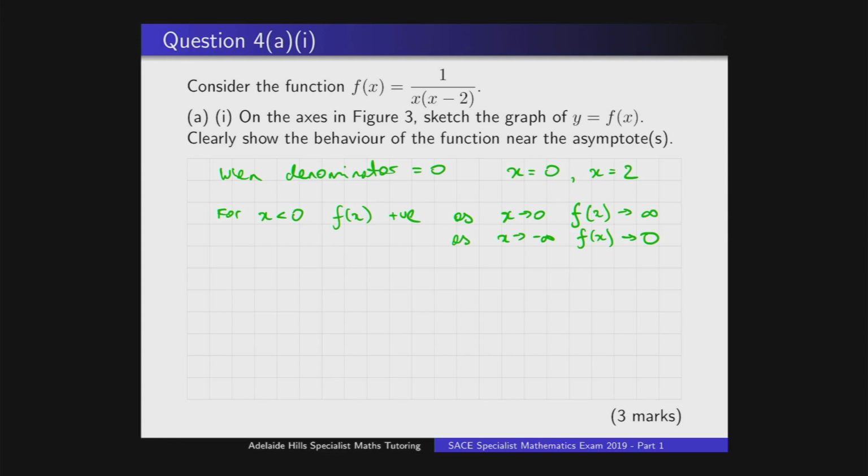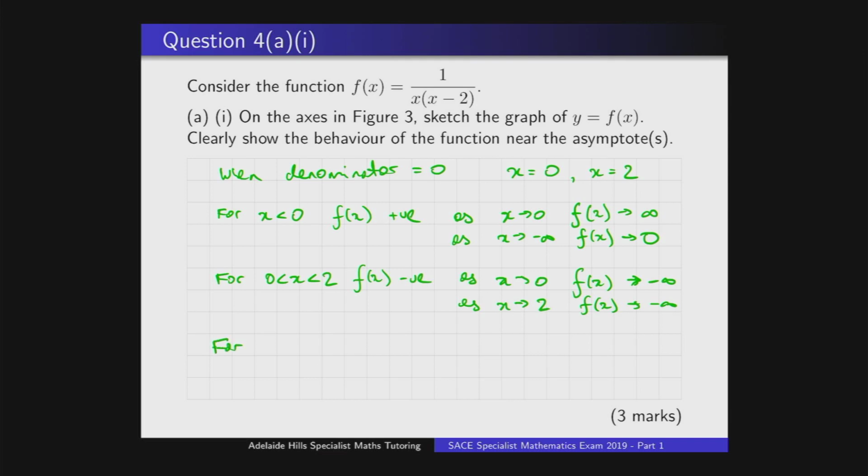Okay, so now we want to consider the region where 0 is less than x is less than 2. That's between the two asymptotes. And in that case, we see that x is positive and x minus 2 is negative, and so f of x is always negative. And as x goes to 0, you have f of x going to infinity, and in this case, it's negative infinity because the denominator is negative. And as x goes to 2, f of x also goes to negative infinity. So it goes to negative infinity in both cases.